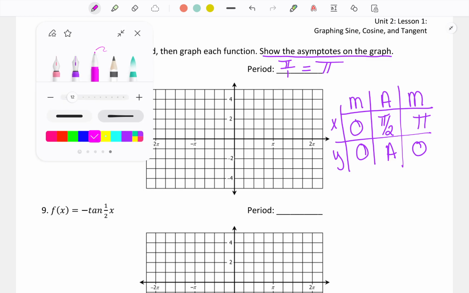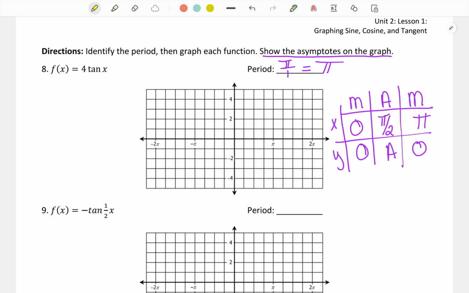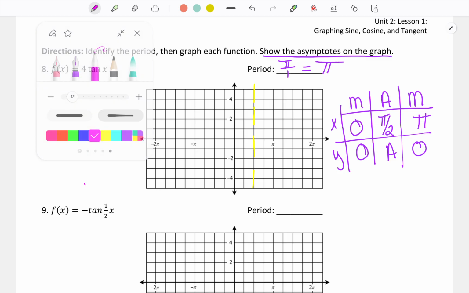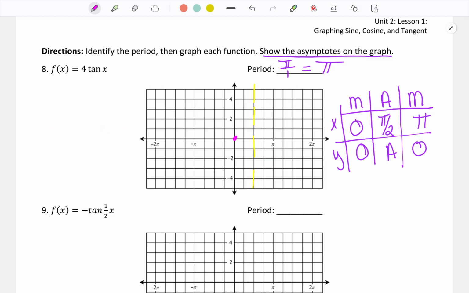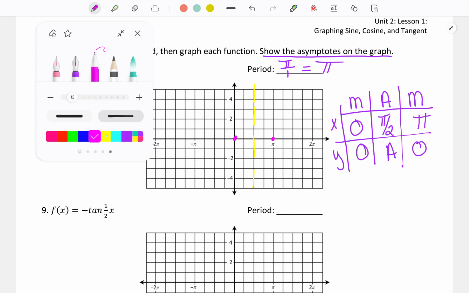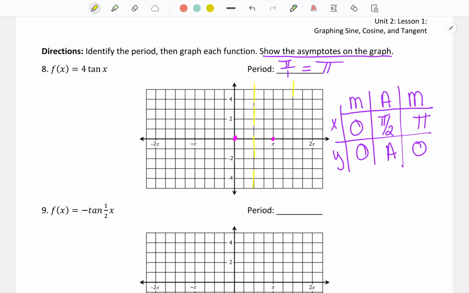So we're going to go ahead and draw in those asymptotes. So we have our first one at pi over 2. So I am just going to draw that in, and then we would have a middle again. So at 0, we have a middle. At pi, we have a middle. And then at 3 pi over 2, we have a middle.